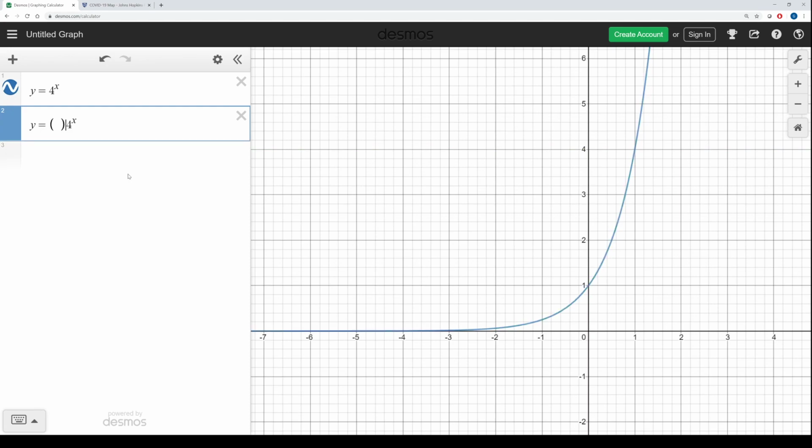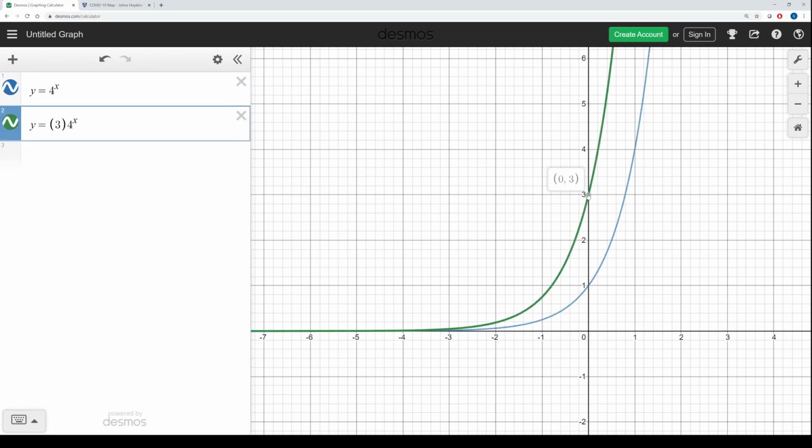Let's put a number in here. What if we make it 3 times 4 to the x? What happened here? It looks like it starts about in the same place, but as we go to the right, it grows faster than the original one. It grows faster. You can actually take whatever y value is at a certain value of x, so this is 0, 1, take that y coordinate, multiply it by 3, and that's what it is on this function.